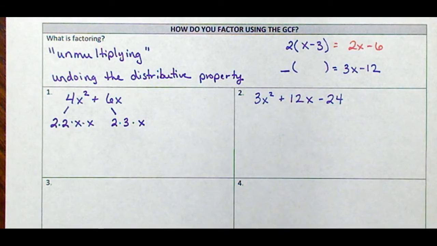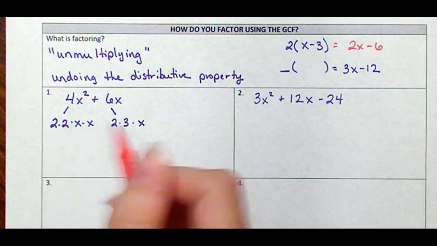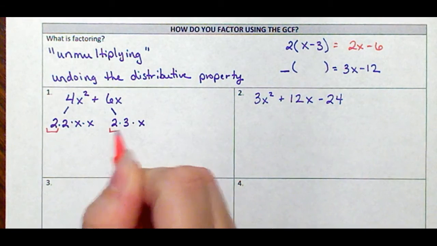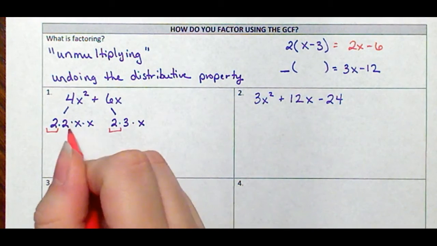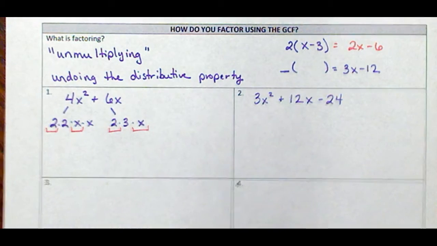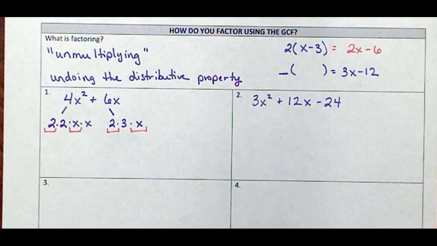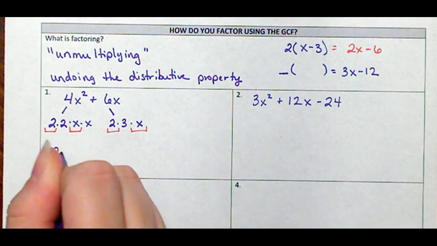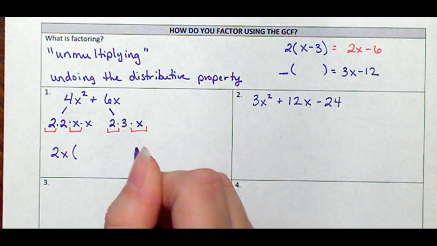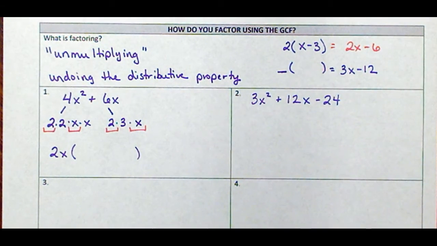So now we need to figure out what the greatest common factor they have is. They both have a 2. They both have an x. So the greatest common factor here is 2x. Now we have to figure out what we multiplied 2x by to get 4x squared plus 6x.